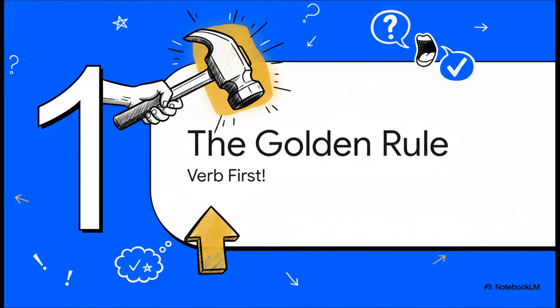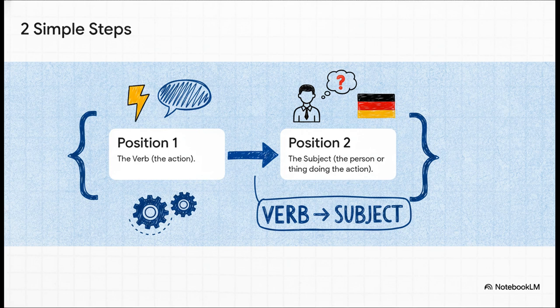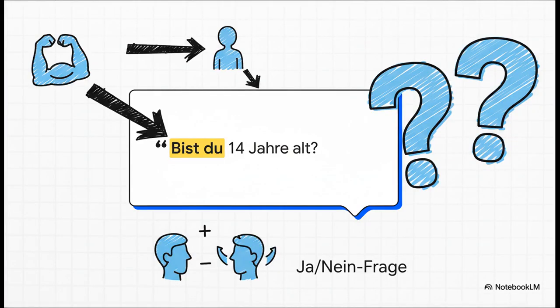Okay, let's talk about the golden rule. If you remember nothing else from this, remember this one thing. Verb first. Seriously, get this down and you've basically cracked the code for German yes/no questions. And it's really just two simple steps. It's like a recipe. Step 1, the verb. Step 2, the subject, the person or thing doing the verb. That's the whole pattern. Verb, then subject. Boom.